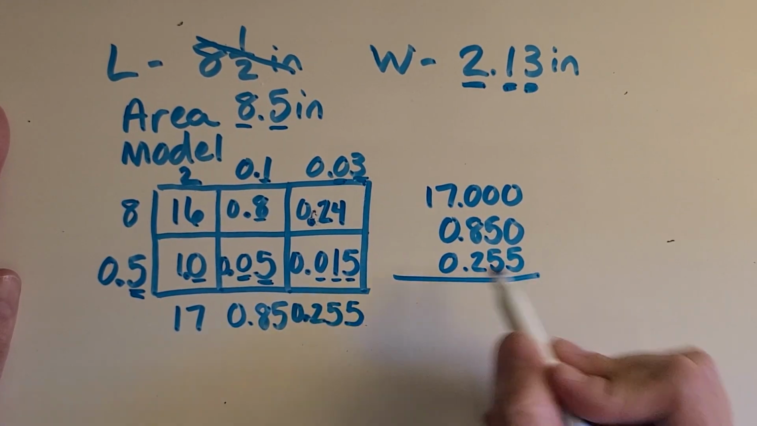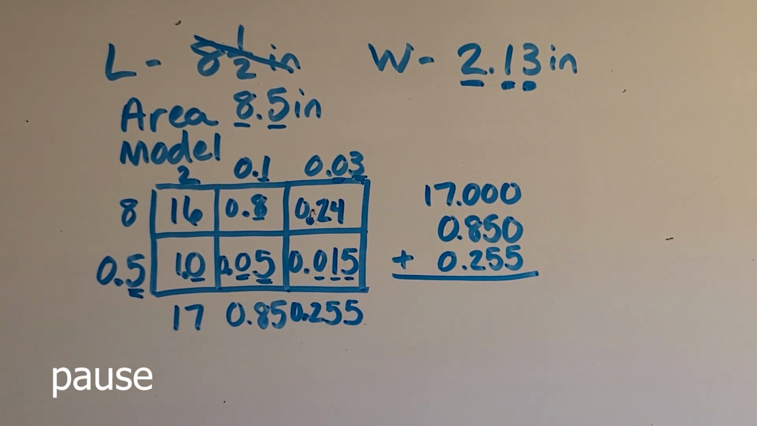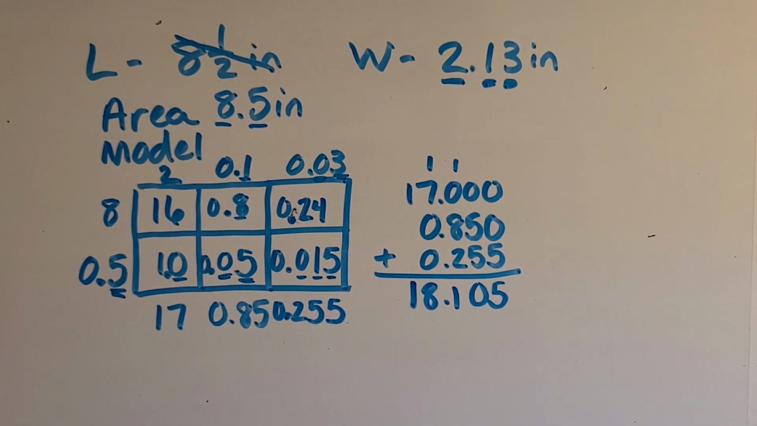Okay, why don't you pause the video and see if you can find the total product. All right, 18 and 105 thousandths. Okay, now we're going to be checking our work with the standard algorithm.